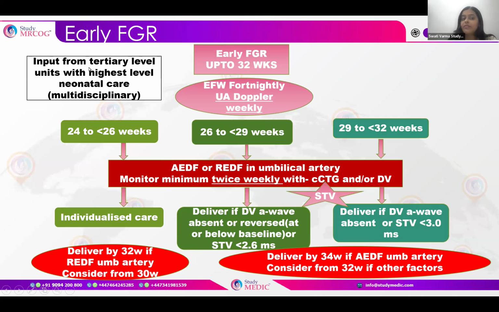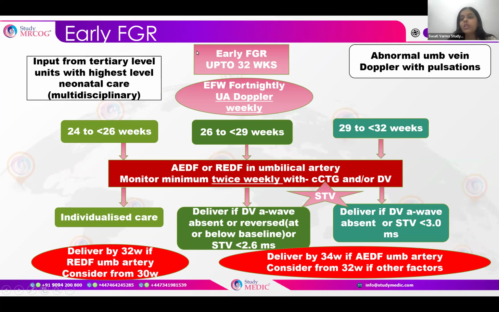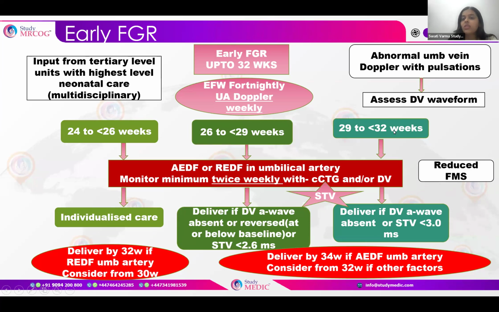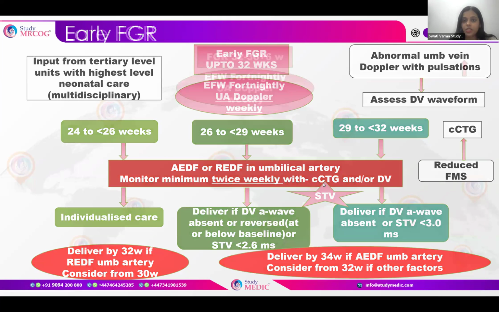And yes, in early FGR, input from tertiary level units with highest level neonatal care, multidisciplinary, is very important. Also, you have to look for abnormal umbilical vein Doppler with pulsations. If any time umbilical vein pulsations are there, you have to assess DV waveform to decide delivery. And in between, if the patient complains of reduced fetal movements, then you have to put her on CCTG again. Irrespective of all the things, if reduced fetal movements, CCTG is indicated in early FGR.